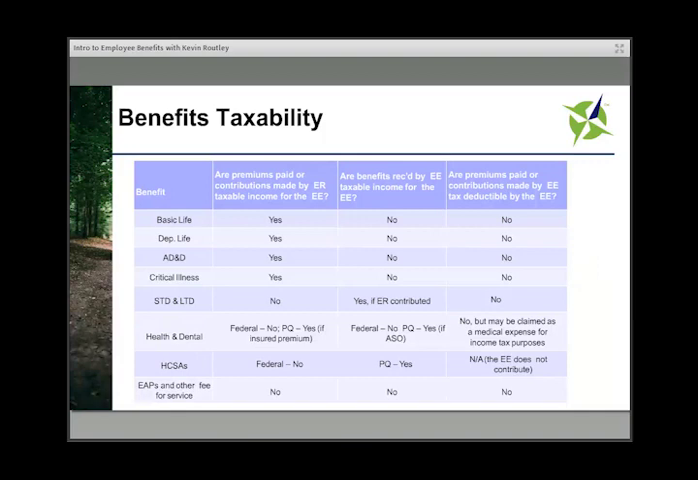Short-term disability and long-term disability premiums that are paid by an employer are not a taxable benefit to the employee for the premiums, but if an employer pays the premiums for short or long-term disability, when the employee has a claim, those proceeds are taxable in the employee's hand. So in many cases, employees are asked to pay the cost of their long-term disability coverage. So in the event that they become disabled, they receive the benefit tax-free.